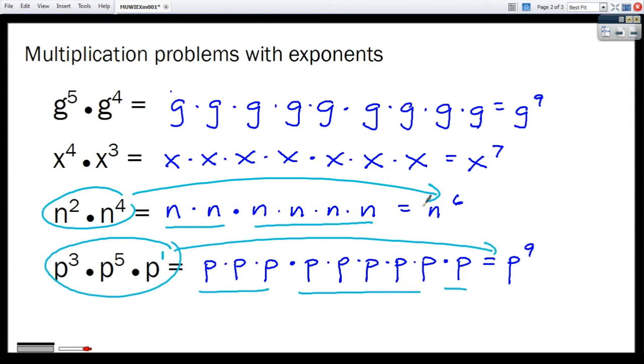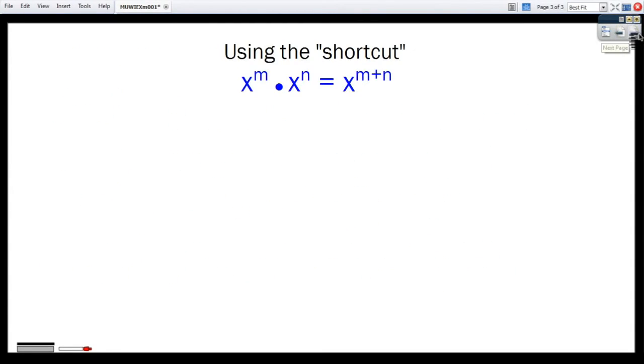We get the end of the sixth. So what we get is this rule in math, which we're going to call a shortcut, that says if you have some number x to the power of m times that same base number x to the nth power, you can just go ahead and use that shortcut and say it's that same number x to the m plus nth power. So let's try it on a few problems here.